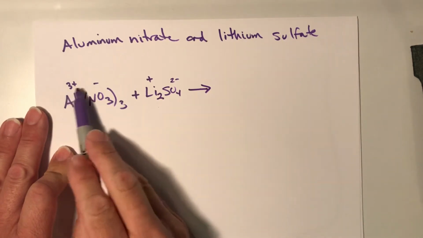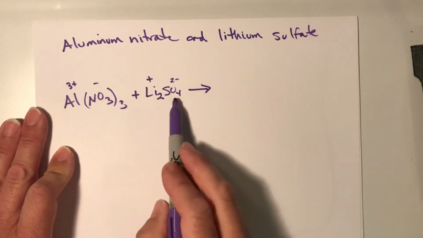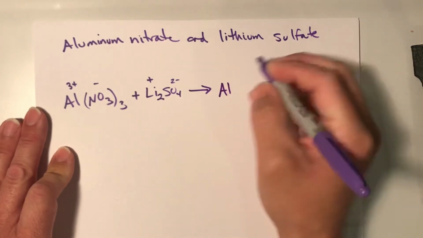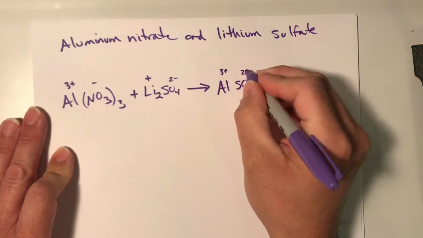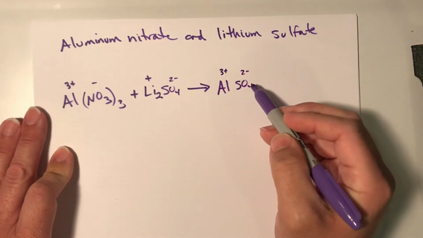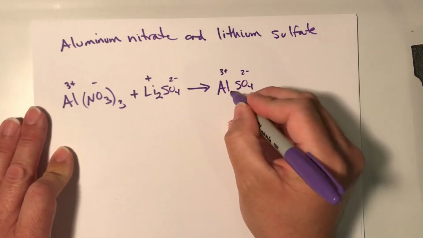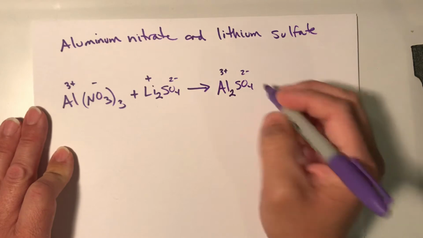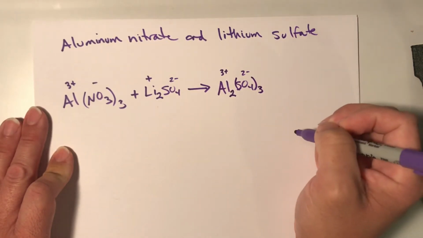The only thing that the 3 plus aluminum can be with besides nitrate is with the sulfate. So that's what we're going to write it with. On this side, we're going to have aluminum with its 3 plus charge, with sulfate with its 2 minus charge. And this is a situation we've encountered a number of times. When we have 3 and 2, we have to bring them both up to 6. So to get 6 plus charge for aluminum, we need 2 of those. To get 6 minus charge for sulfate, we need 3 of those.